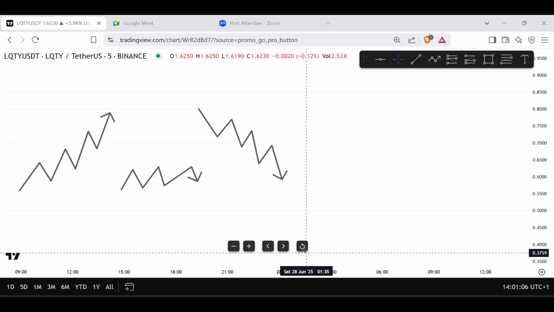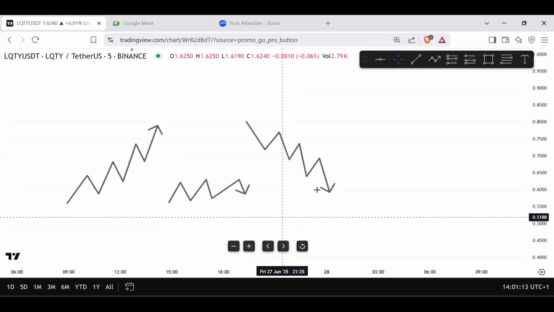Your screen is off now. Your screen has gone. Share screen has gone. Yeah, it's clear now.